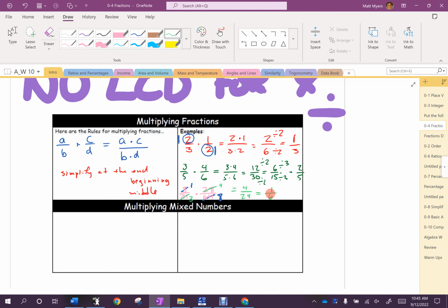Okay. Now, what if they're mixed numbers? Somebody give me a number. 3, give me another number. 3, give me another number. 5. Times, give me a number. 3, give me another number. 3, give me another number. 4. How would I multiply those two? Do you think? You have to make them improper.